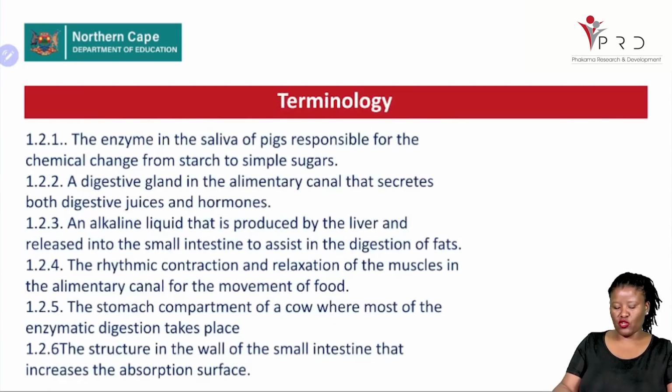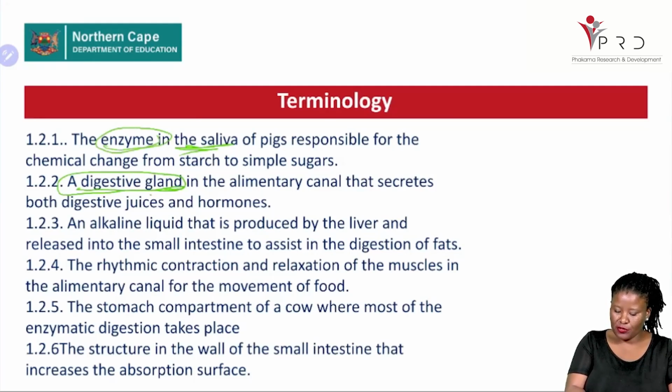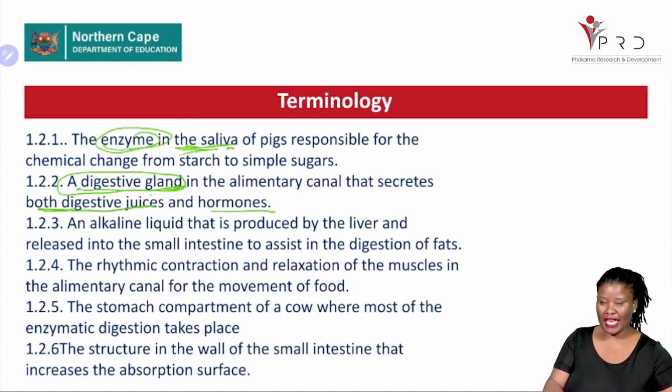Let's look at terminology. That's what you need to understand. The enzyme in the saliva of pigs is responsible for the chemical change from starch to simple sugars. For a digestive gland in the alimentary canal, your focus must be on the glands. Here, your focus must be on the enzyme that is in the saliva. This digestive gland in the alimentary canal secretes both digestive juices and hormones. This is what guides you, what I underlined.